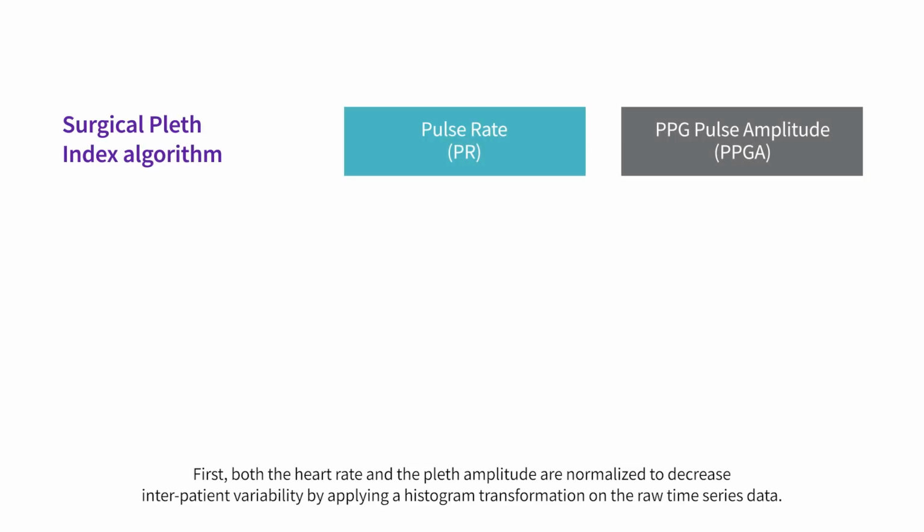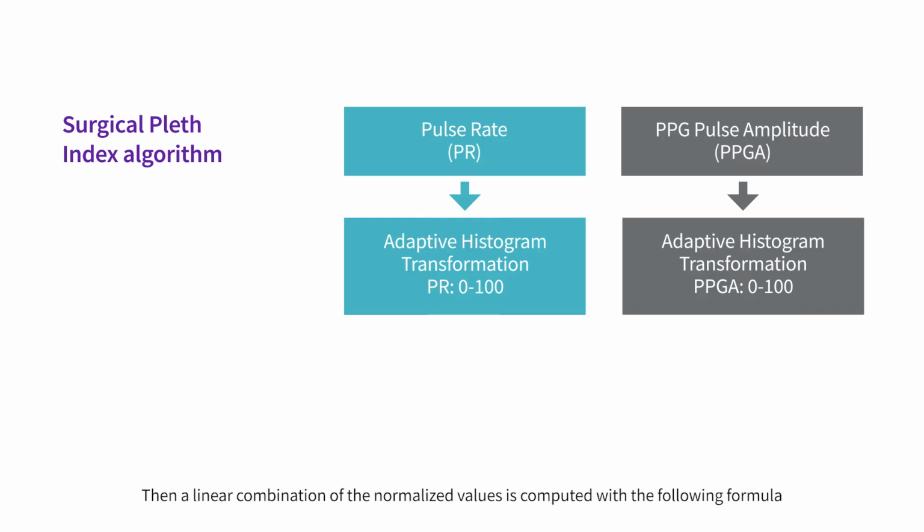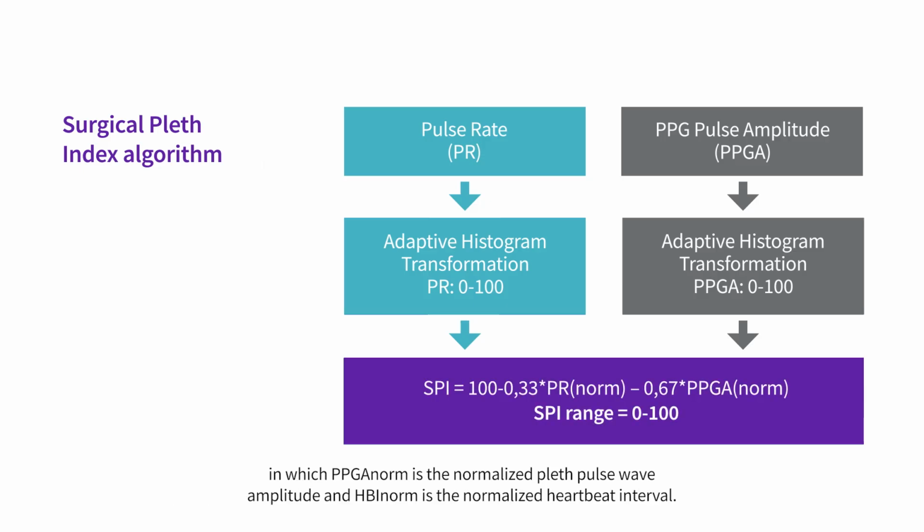First, both the heart rate and the Pleth amplitude are normalized to decrease interpatient variability by applying a histogram transformation on the raw time series data. Then a linear combination of the normalized values is computed with the following formula, in which PPGA norm is the normalized Pleth pulse wave amplitude and HBI norm is the normalized heartbeat interval.